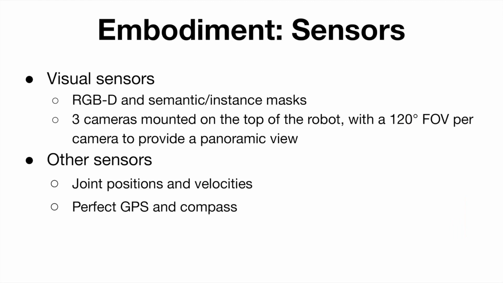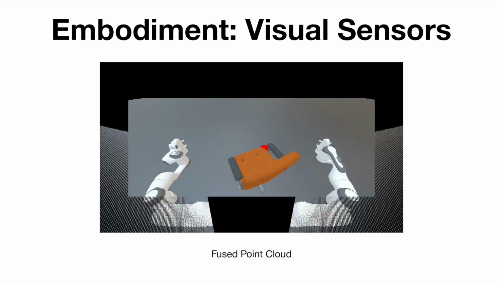RGBD images and semantic masks are provided. Specially, ManiSkill uses 3 cameras mounted on the top to provide a panoramic view. Other non-visual sensors include proprioceptive sensors for joint positions and velocities, as well as GPS and compass sensors for egomotion. Besides, it provides a point cloud fused from observations of all 3 cameras.